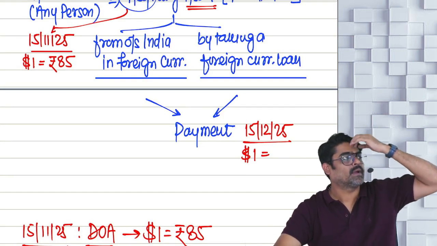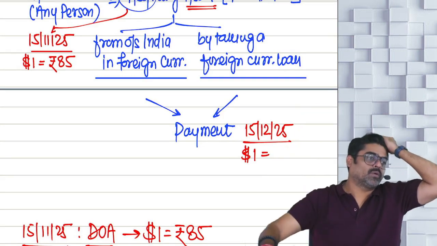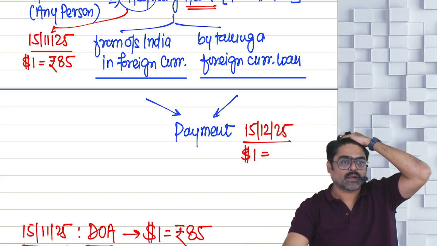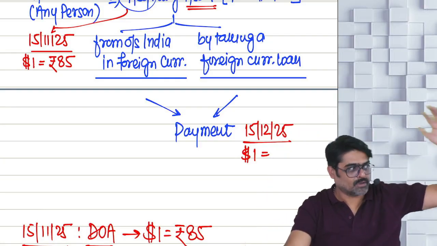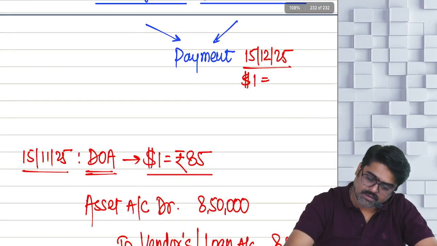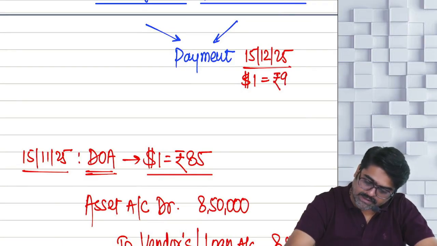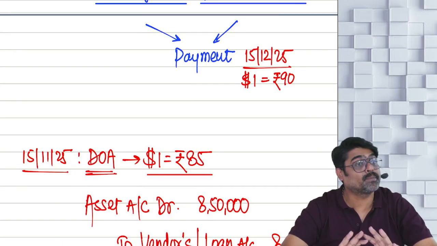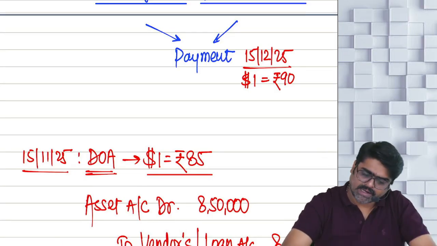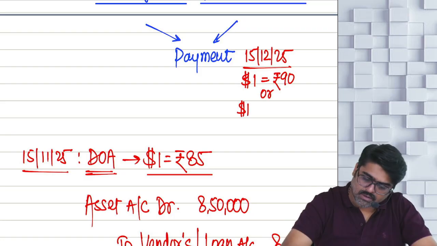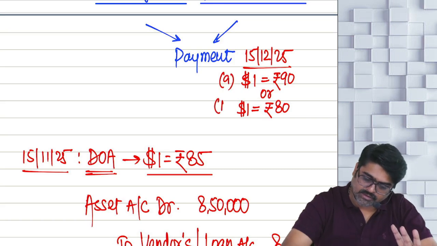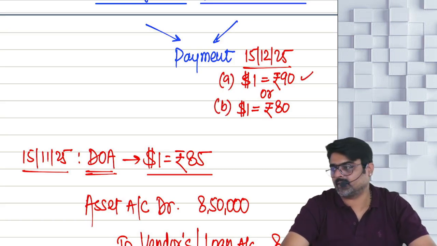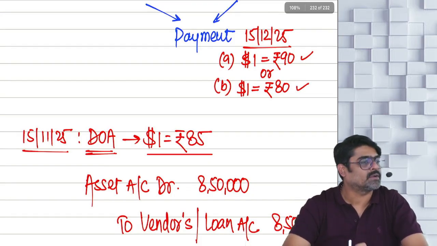Change means it will be higher or it will be lower. It can go up also, it can go down also. Yes or no? So let's take an example that it was rupees 90 at that time. Dollar to rupee rate increased. Or in the second example, dollar to rupee rate came down and it became 80. So two examples, example A and example B. First example, dollar to rupee rate is increasing, and second, dollar to rupee rate is decreasing.